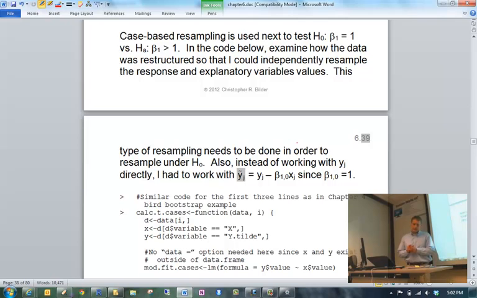Okay. So finally, we get to the actual bootstrap part. We're going to do case-based resampling first.